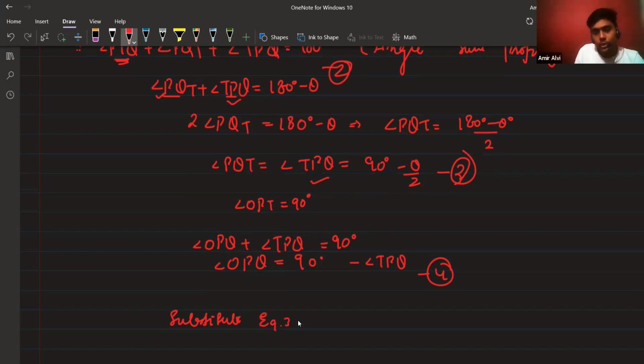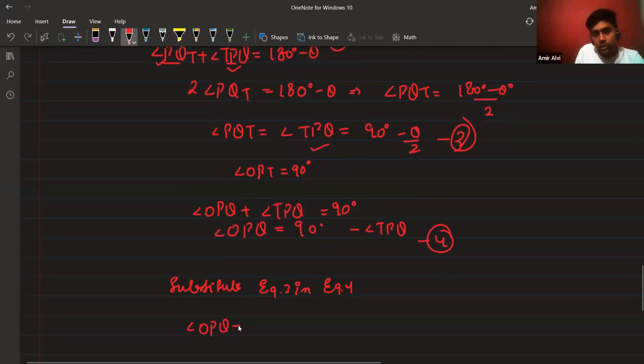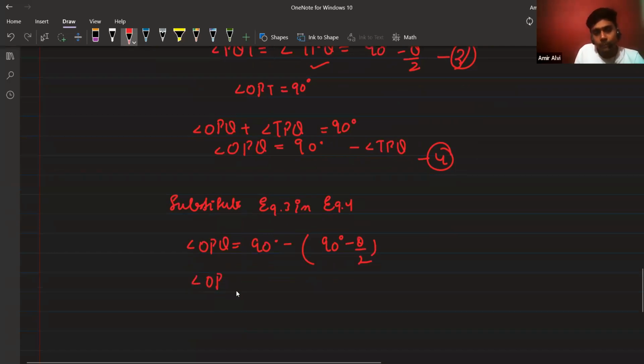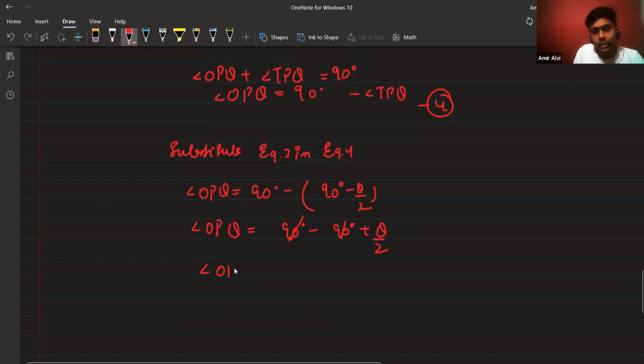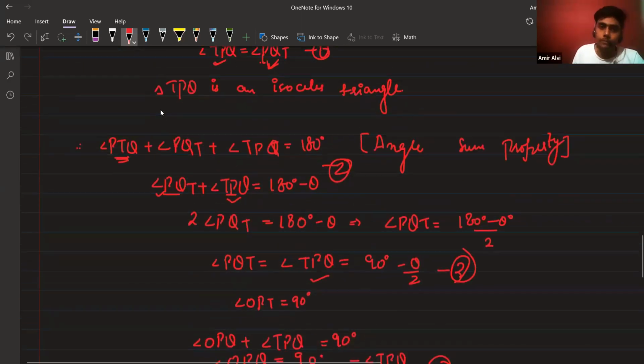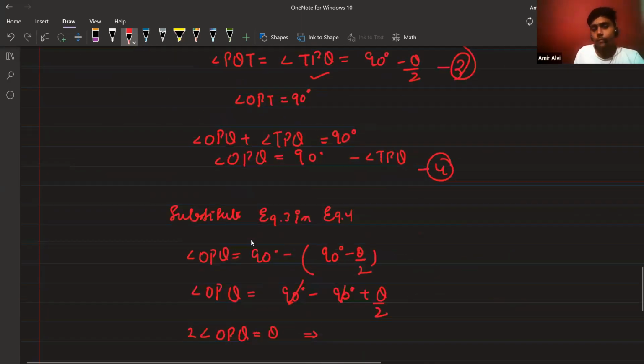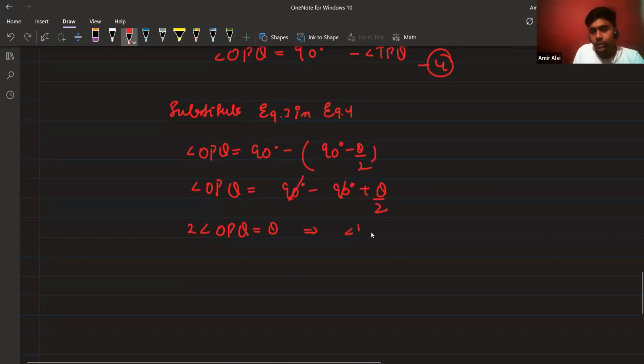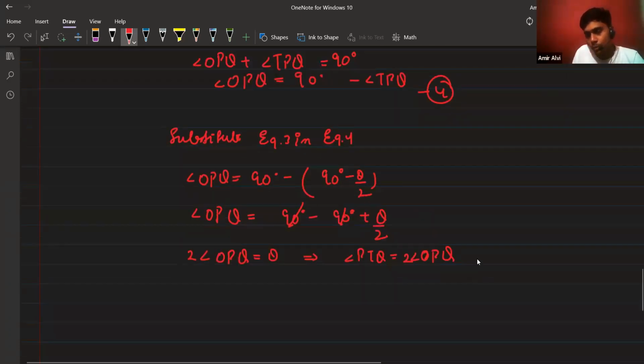Substitute equation 3 in equation 4. So angle OPQ is nothing but 90 degrees minus (90 degrees minus theta by 2). Clear? So angle OPQ is 90 degrees minus 90 degrees plus theta by 2. This will cancel the 90 and 90, and angle OPQ is half of theta, where theta is your angle PTQ. So angle PTQ is twice angle OPQ. Hence proved.